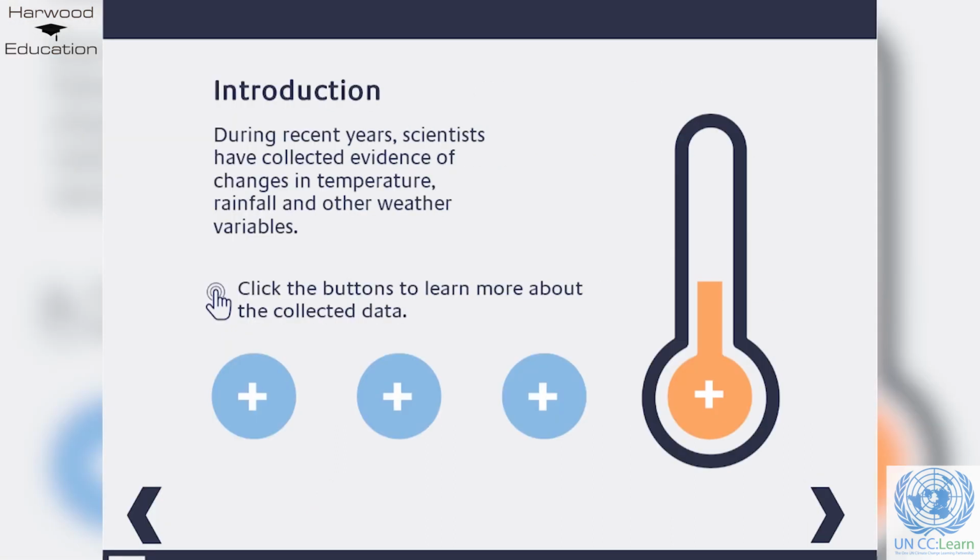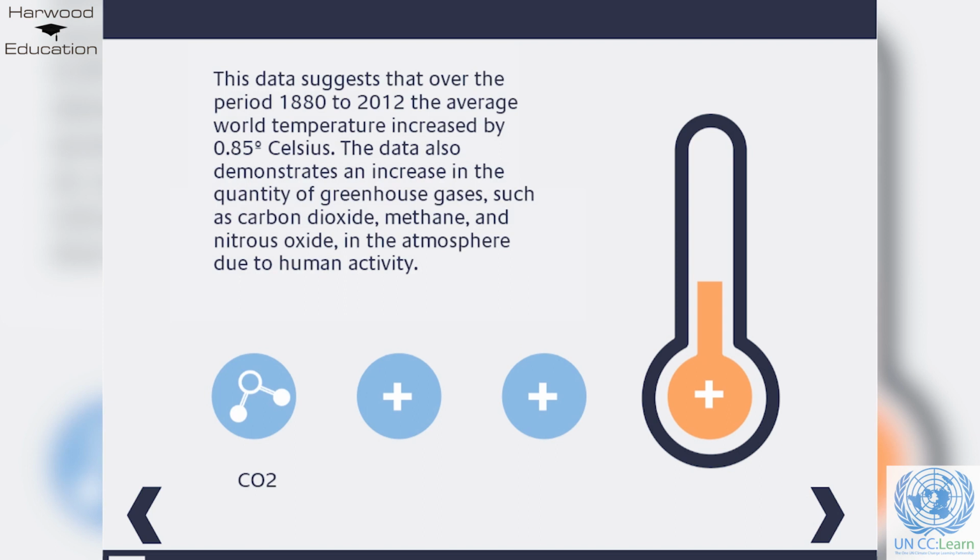Introduction. During recent years, scientists have collected evidence of changes in temperature, rainfall, and other weather variables. Let's click the buttons to learn more about the collected data. This data suggests that over the period 1880 to 2012, the average world temperature increased by 0.85 degrees Celsius. The data also demonstrates an increase in the quantity of greenhouse gases, such as carbon dioxide, methane and nitrous oxide, in the atmosphere due to human activity.